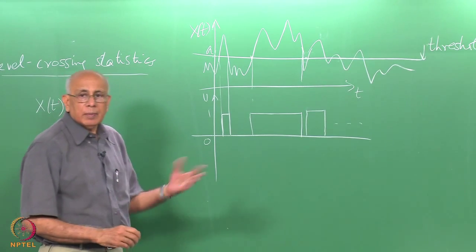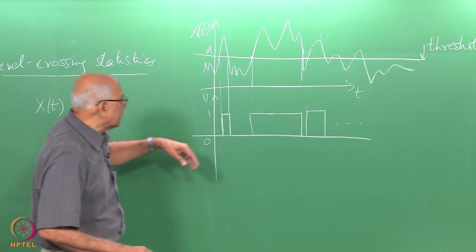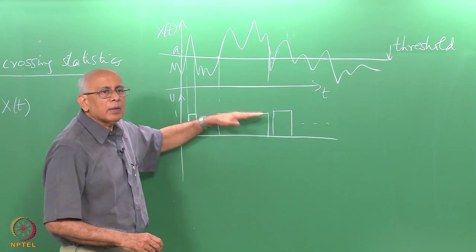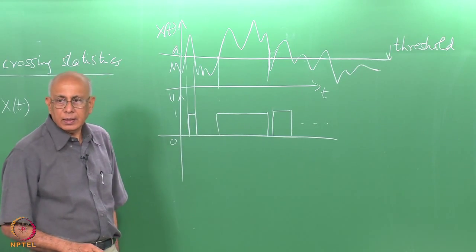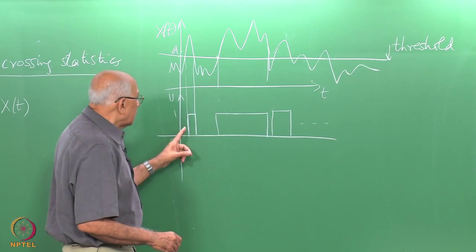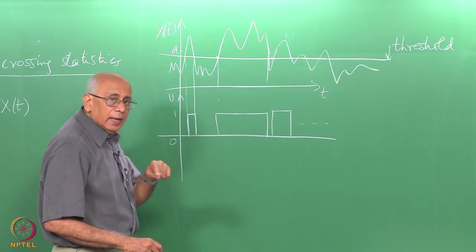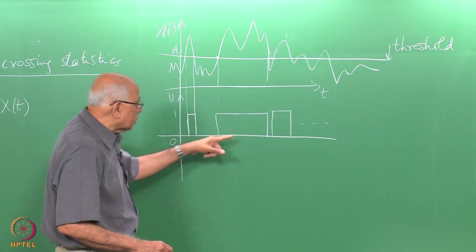So the problem has become much simpler. We don't care about the variation of x itself. We only want to know, is it above the threshold or not? In other words, when is u 0, when is it 1? That's it. Okay. Now, what we're getting at is the statistics of these instants of time.